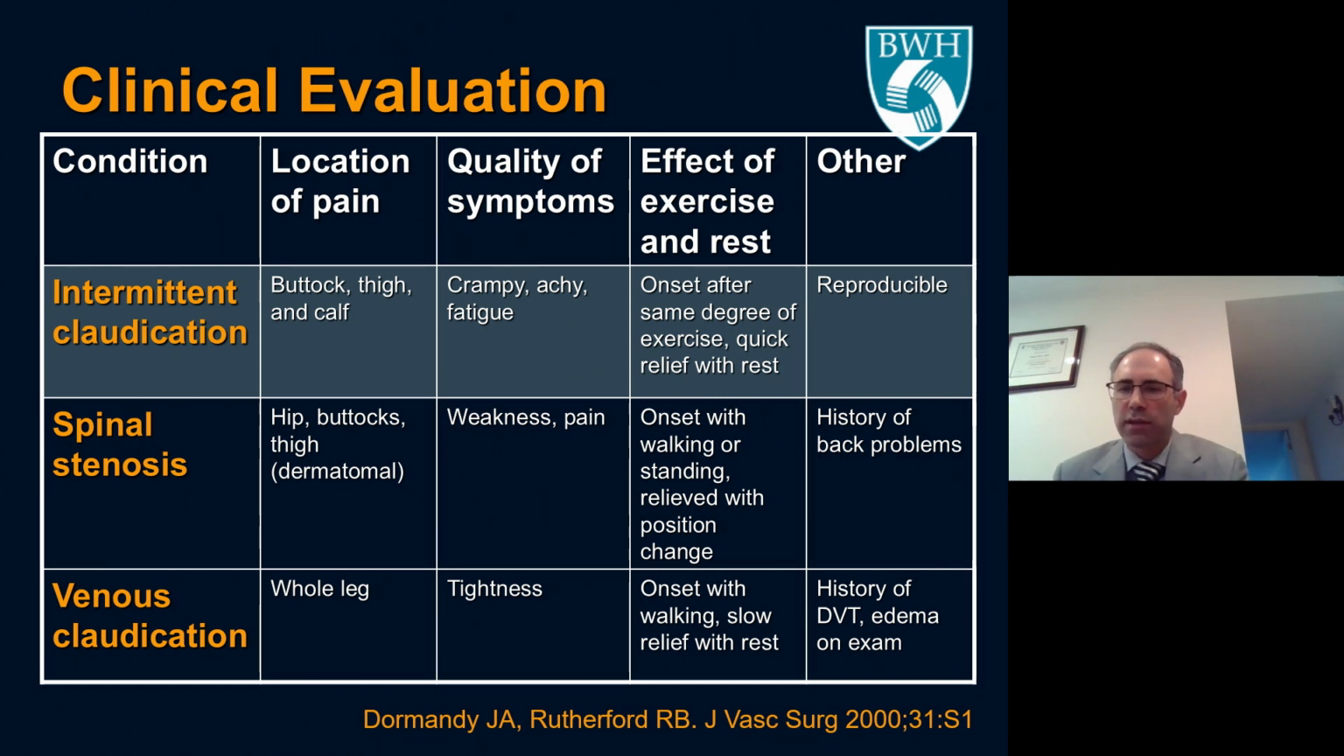Spinal stenosis: we hear about patients who have leg symptoms radiating down from their back. It can follow the hip, buttocks, and thigh. It follows a dermatomal distribution, so typically down the lateral side of the thighs when it does go down the thighs. There may be some weakness, certainly some pain. The onset is with walking or standing and relieved with position change. So that's a little different than intermittent claudication.